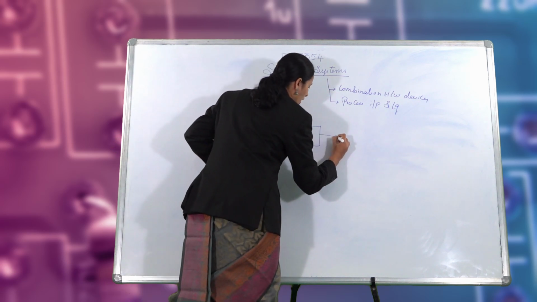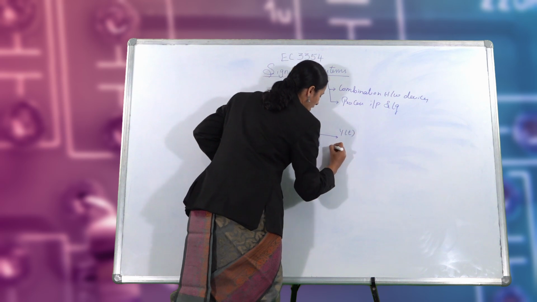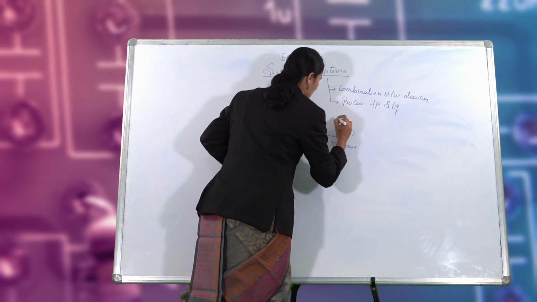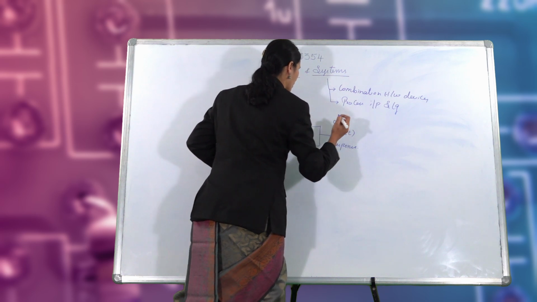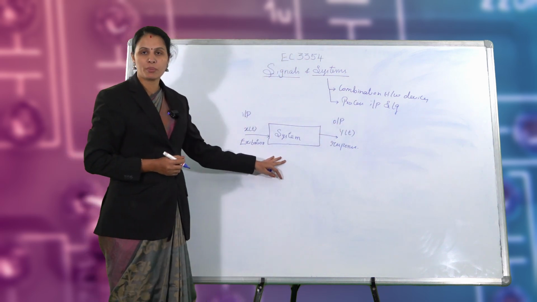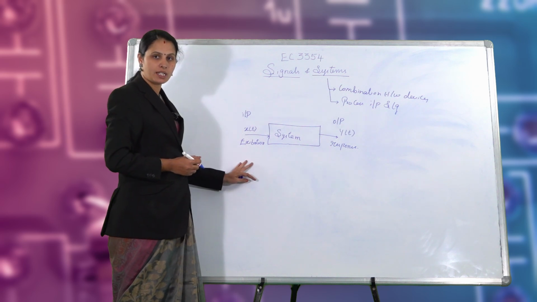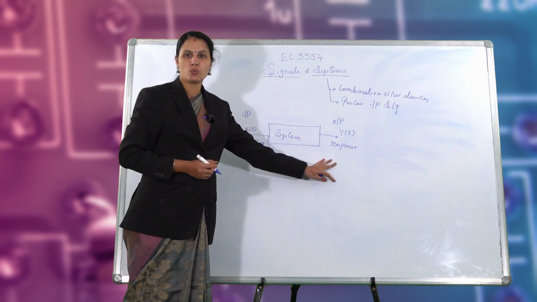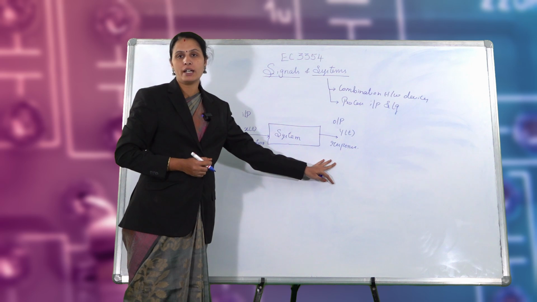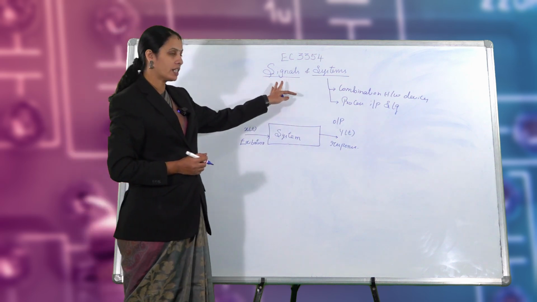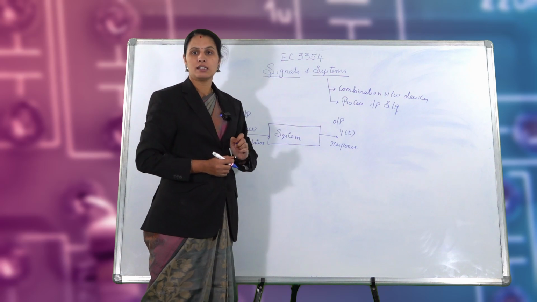And the output we call it as y of t, that is the response of the system. So, your system is a combination of hardware devices which is used to process the input signal to produce one output. We call it a response of the system. So, now we have a clear idea on what is signal and what is system.